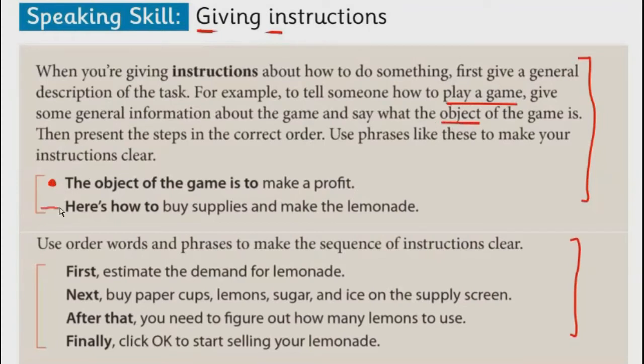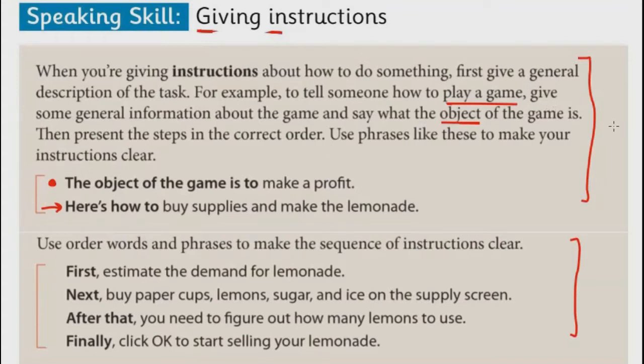You want to tell someone how to make lemonade or what things they need to buy to make lemonade. Before you tell them, you need this, you need that, you need to do this, you tell them, here is how to do such and such thing. Here is how to do this, and then you tell them. So before you tell them, you give a general description, just a general overview. Generally, in one sentence, you tell them what it is that you will explain.